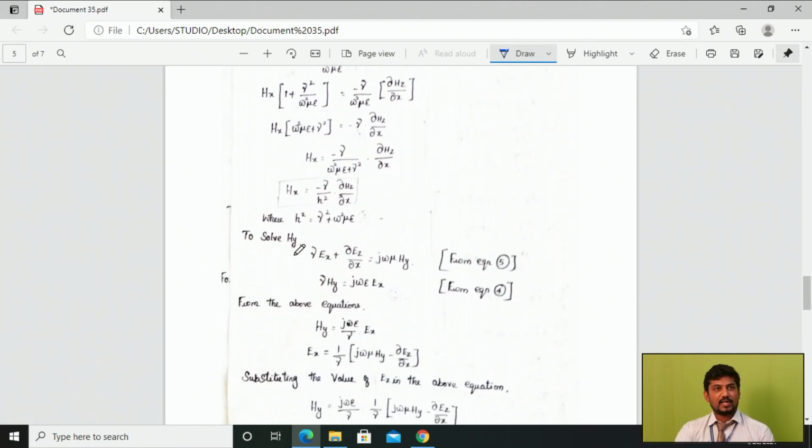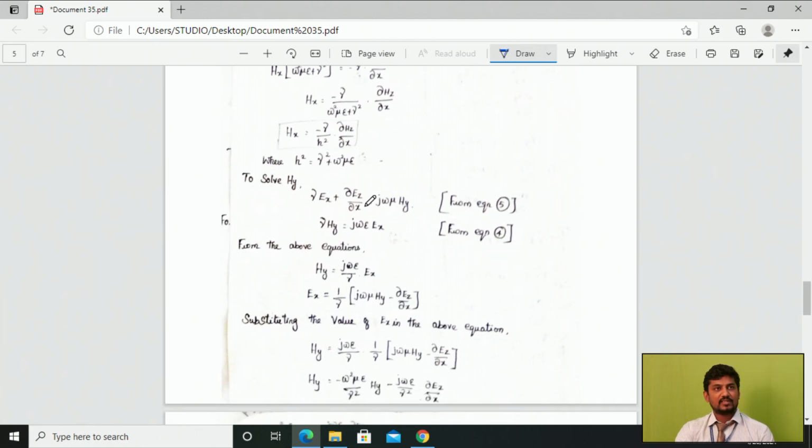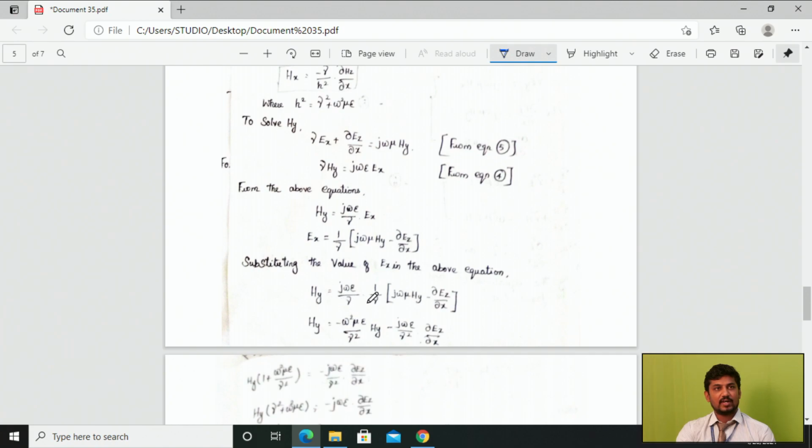Similarly, we derive the Hy value. This is from equation 5 and equation 4. With the help of the two equations we will find the Hy value. So we can write like this: Hy is equal to j omega epsilon by gamma into Ex. Then Ex is equal to 1 by gamma, taking it to the right hand side, into j omega mu Hy minus dou Ez by dou x. So Ex and Hy, see, Hy is equal to like this.